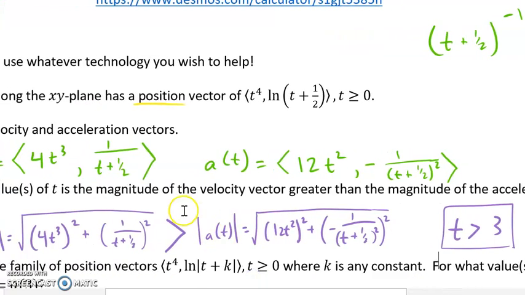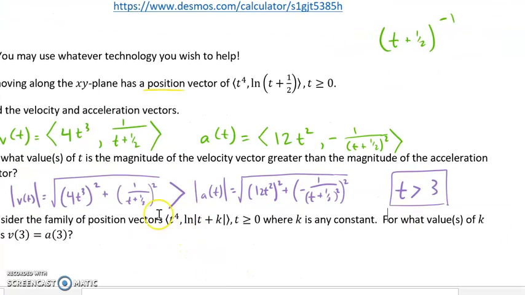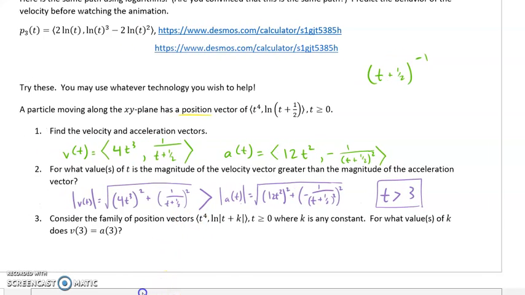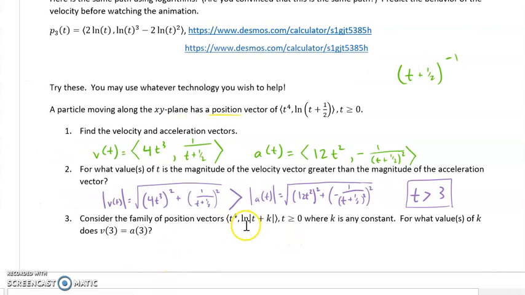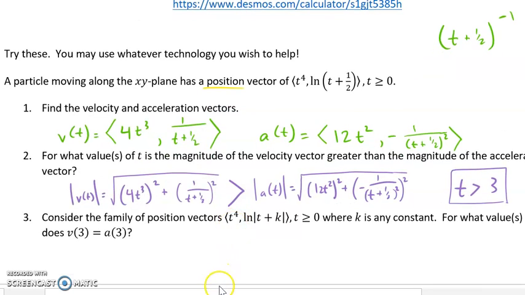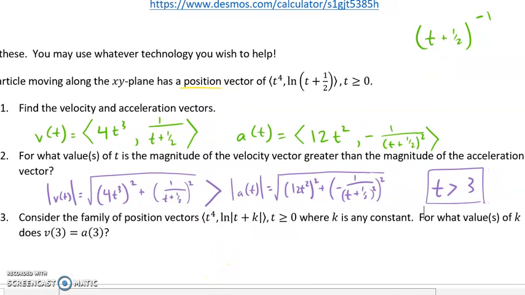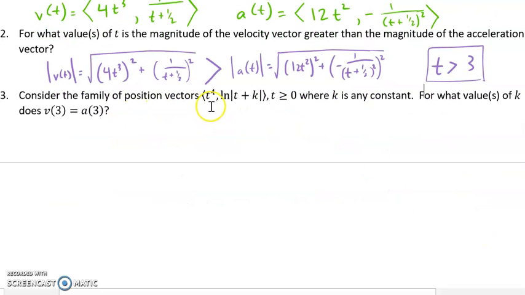All right, cool. And then we've got, I like these types of problems where it kind of gives you a family of functions and you just have to talk about what the different values of the constant will do to things. So here we've got the same vector as before. We're just replacing the 1/2 with a k, where k is any constant. For what values of k? Oh, we put the absolute value bars there so that we don't have any negatives.